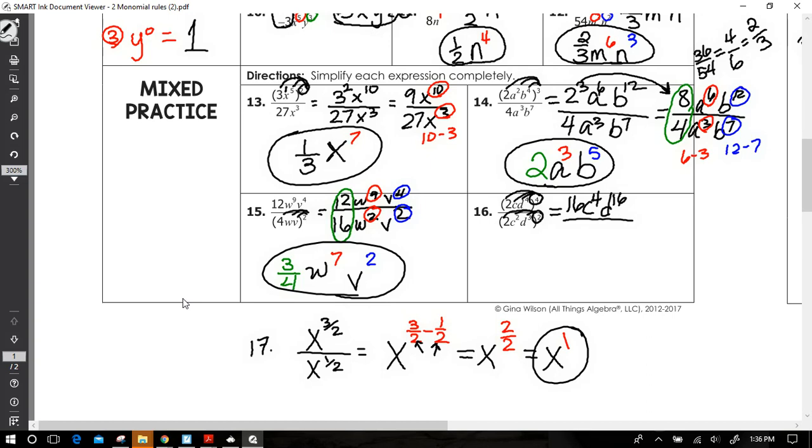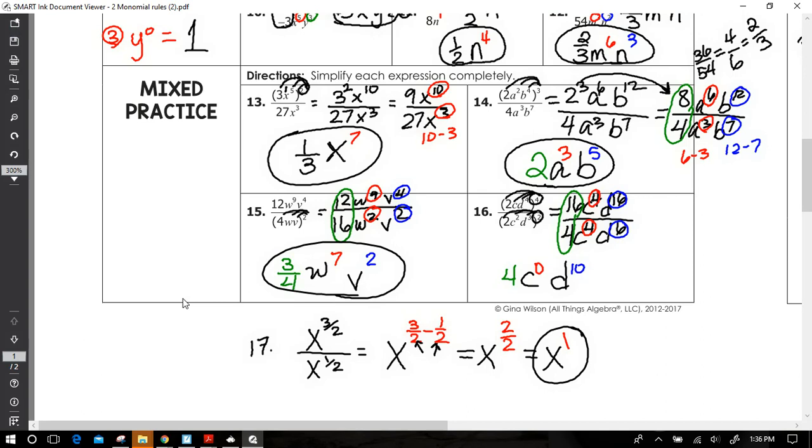Let's do the bottom now. 2 squared gives me 4. So c to the 2 times 2 is 4, and d to the 3 times 2 is 6. And now I'm ready to simplify. 16 divided by 4 is 4. And I'm going to keep the c and the d. My bases don't change. Okay, so c to the 4 minus 4 is 0. And d to the 16 minus 6 is 10.